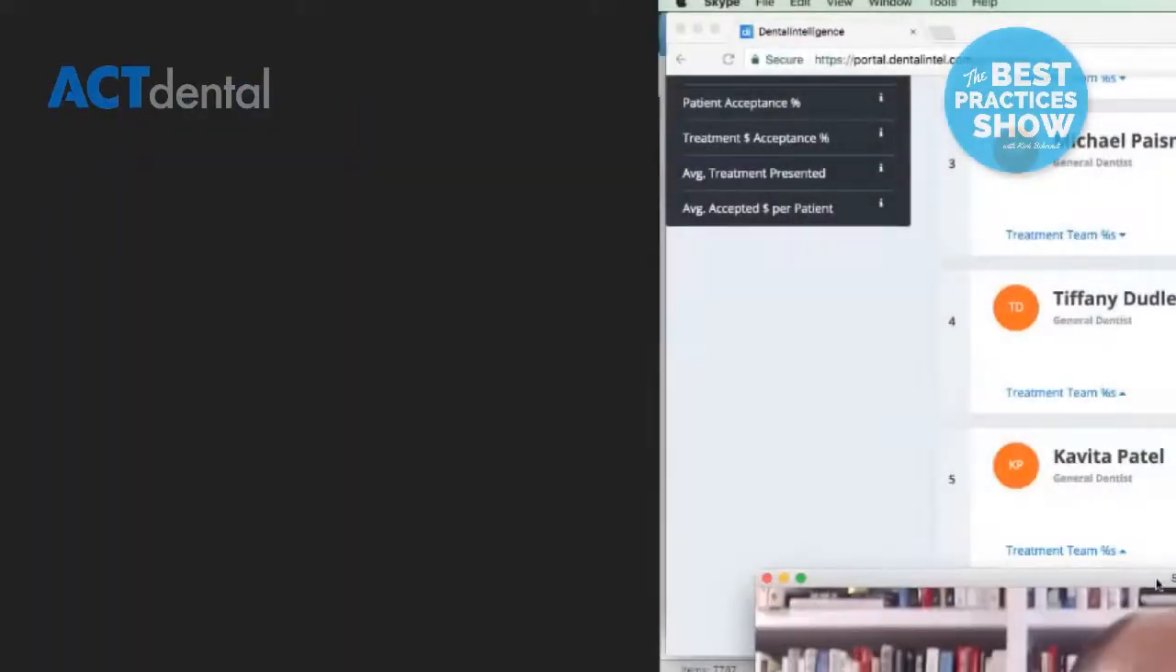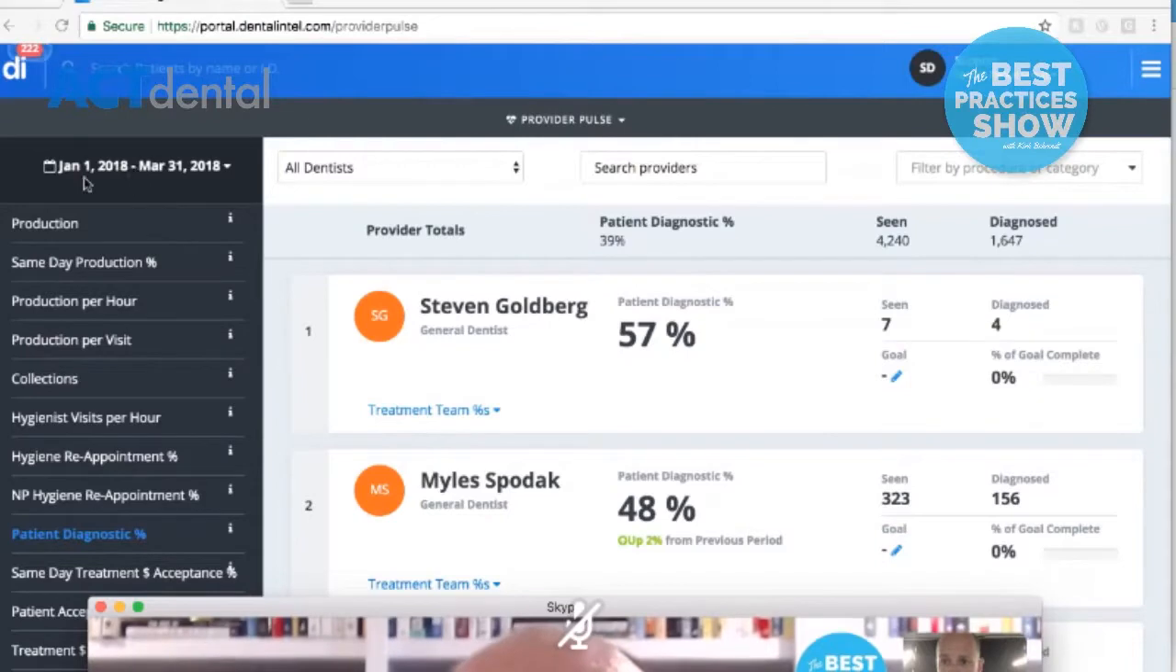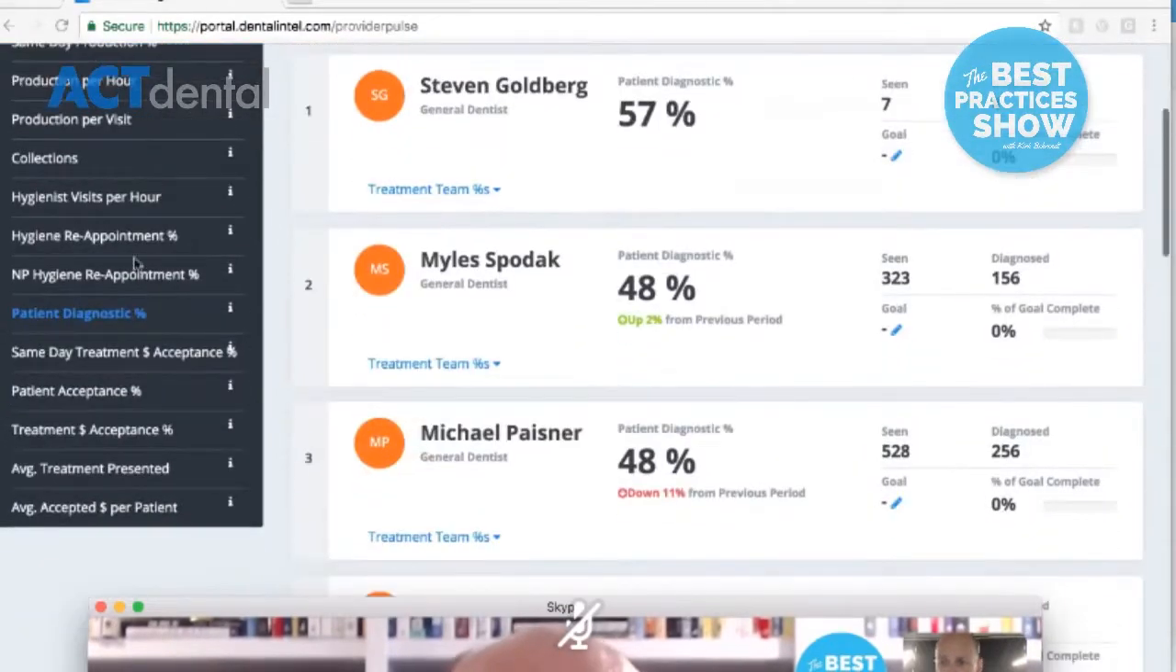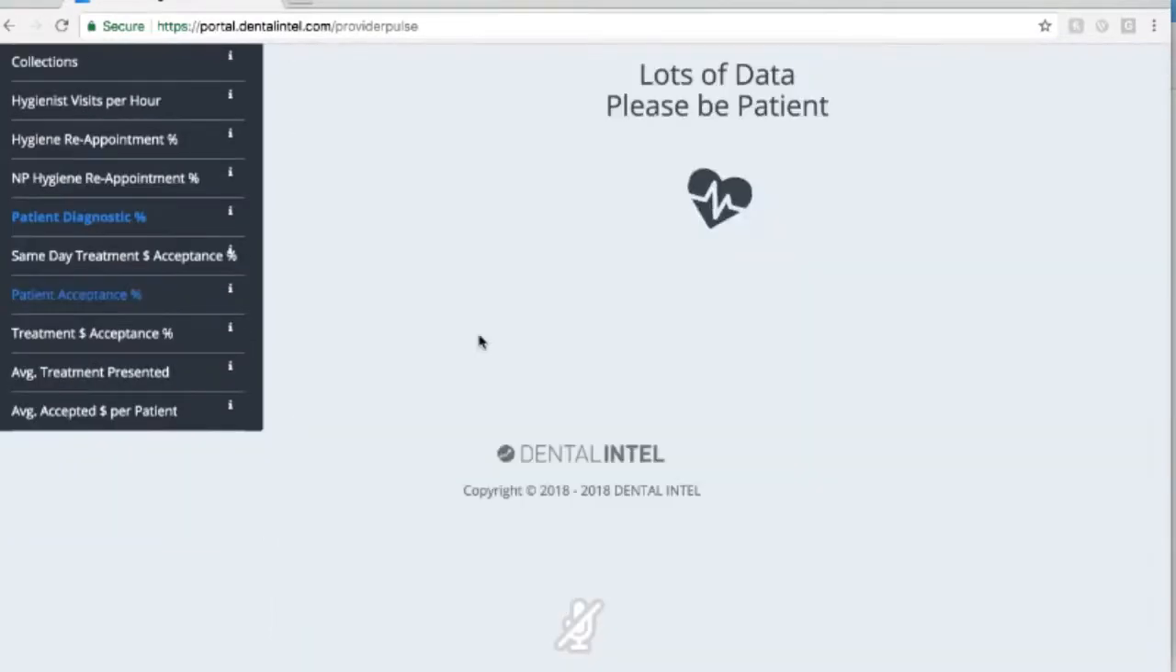And whether you use Dental Intel or not, your own piece of paper, I don't care. Just improve. Let's look at this office. Last quarter, patients accepting. So we're going to look at the people. Why is that not clicking? There we go. I can see it.